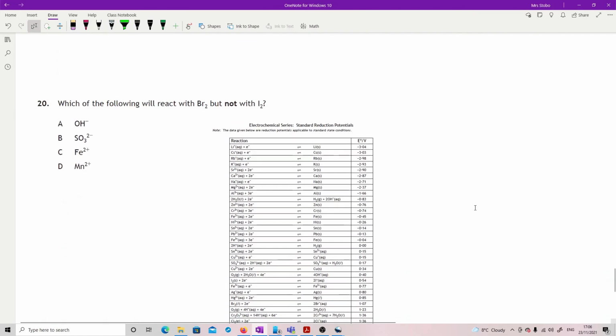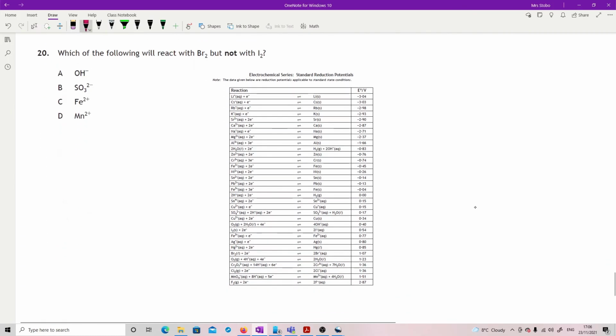Okay, last multiple choice on the paper. Which of the following will react with bromine but not with iodine? This is the right thumb rule. Your right thumb is going to go on everything on the right hand side, and your left thumb is going to go on the left hand side. So let's start with bromine. Will react with bromine but not with iodine.